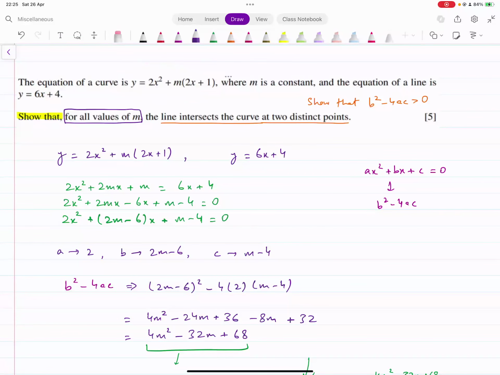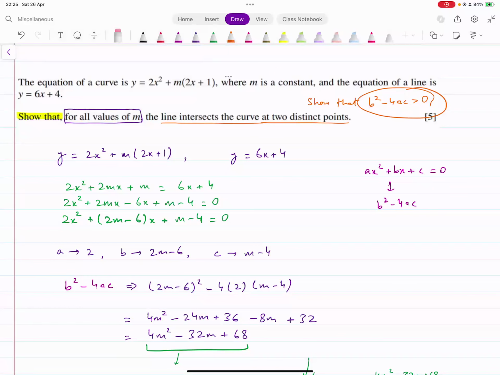What does that mean? b squared minus 4ac is greater than 0. But is that given to us? That's not given. They're not telling us that the line intersects the curve at two distinct points. They want us to show that. So we're not going to start with the assumption that b squared minus 4ac is greater than 0. We have to show this.